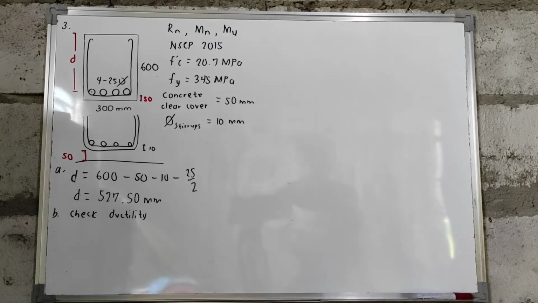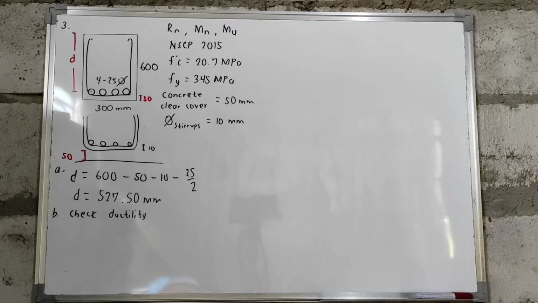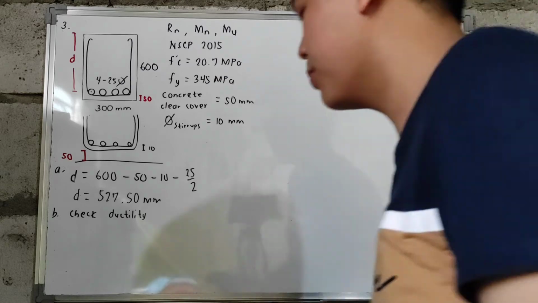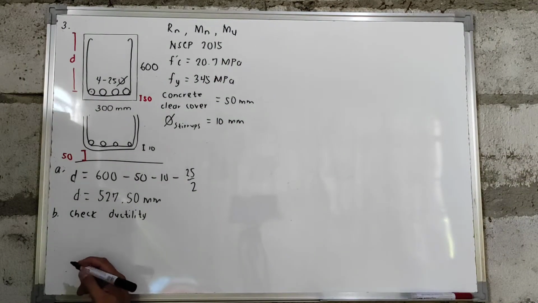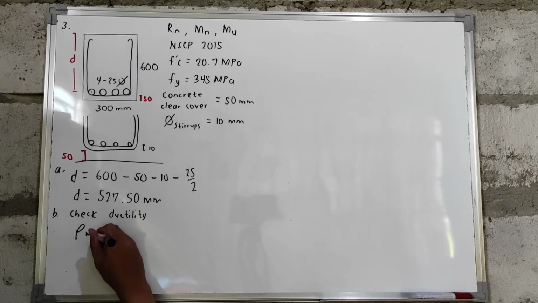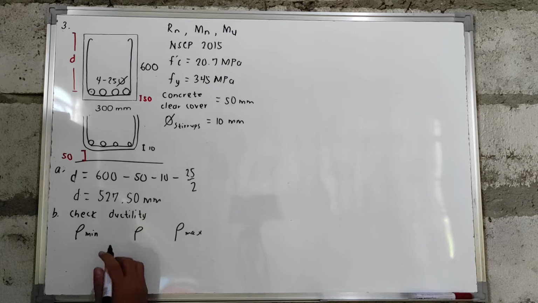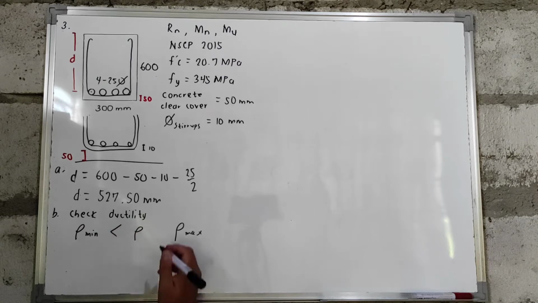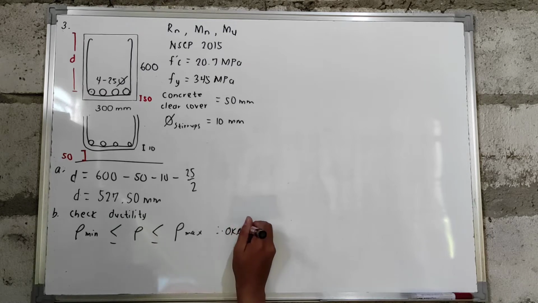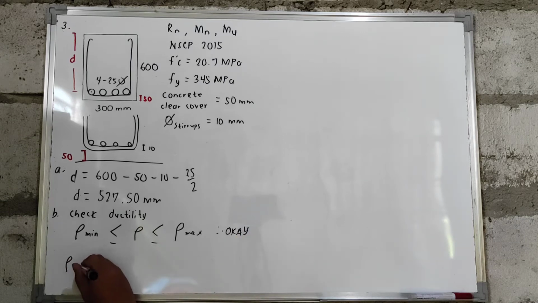So in checking for the ductility, hahanapin muna natin yung steel ratio minimum natin. I-compare natin yan to the actual rho natin or yung actual steel ratio at saka yung maximum steel ratio. So, compare natin yan, hahanapin natin yung mga yan. So, if yung actual rho natin, that is greater than the rho minimum, and less than the value of your rho max, therefore, magiging okay tayo dito. So, first of all, hanapin muna natin yung value ng rho minimum natin.